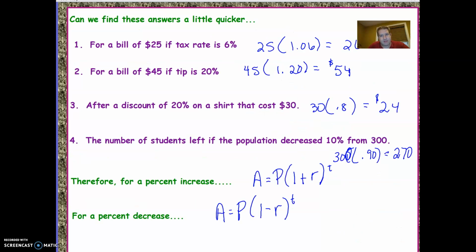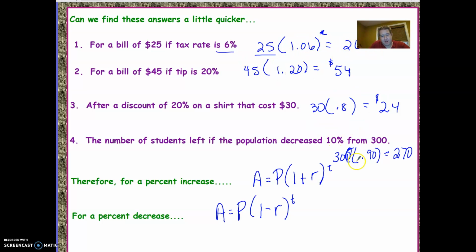Now here we have the exact same questions, only we're doing it all at once. This is using the simple interest formula, which is the starting amount multiplied by 1 plus or minus the rate, depending on if it's increasing or decreasing, to the t amount of time. All right, so this happens to be to the first power. These are also going to be to the first power. So this is 1.06 because it's 6% interest. And 25 times 1.06 is 26.50.